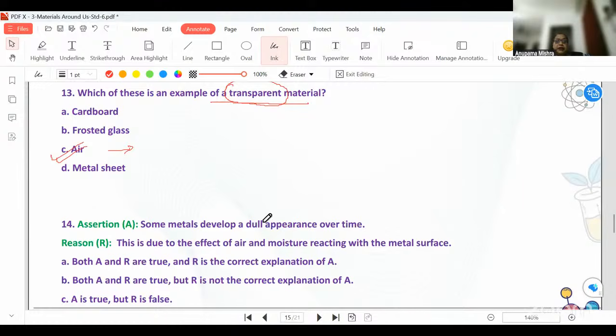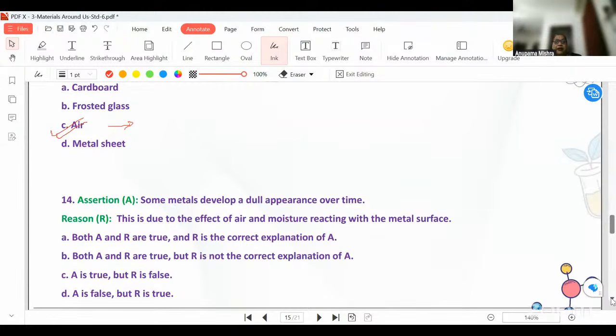Now the 14th one is: some metals develop a dull appearance over time. As we have already discussed, this is because of air and moisture reacting with the metal surface, which I have told you. So I told you the answer. What is the correct answer for the 14th one? A, yes. Both A and R are true and R is the correct explanation of A.